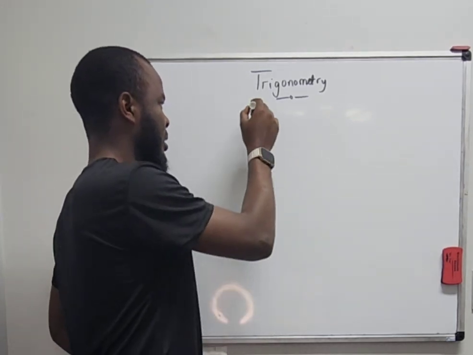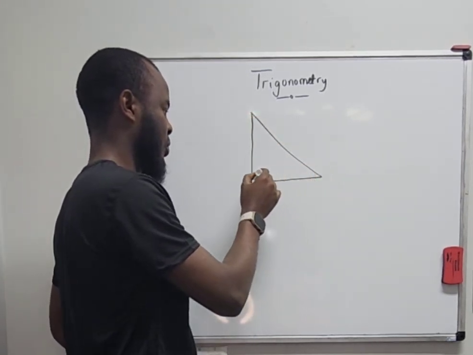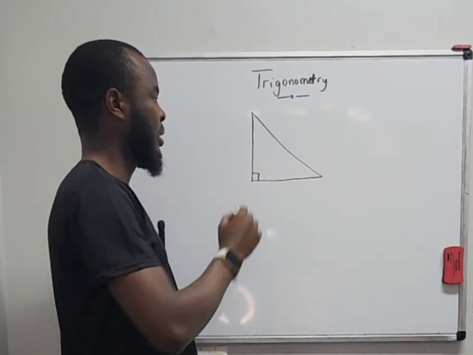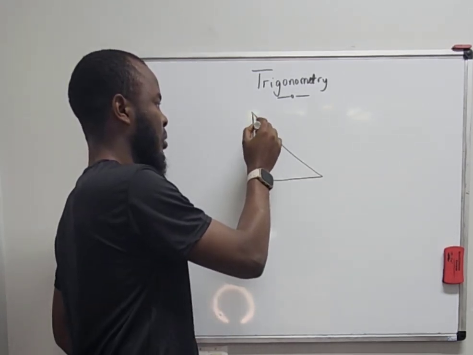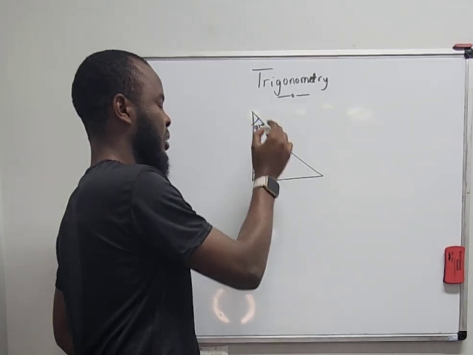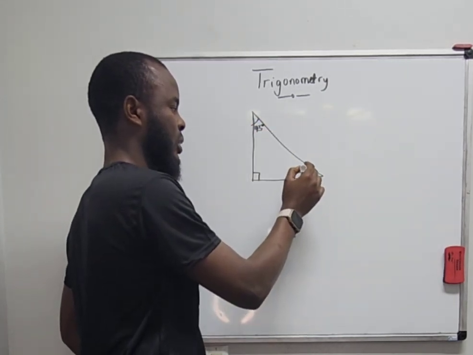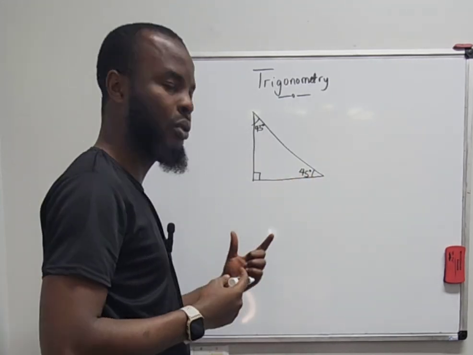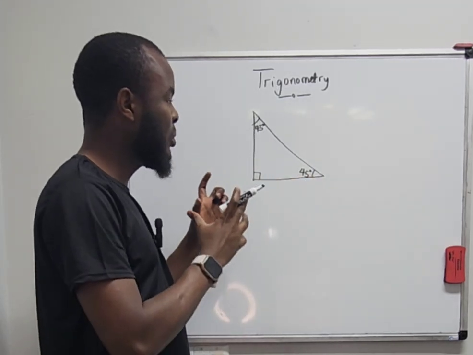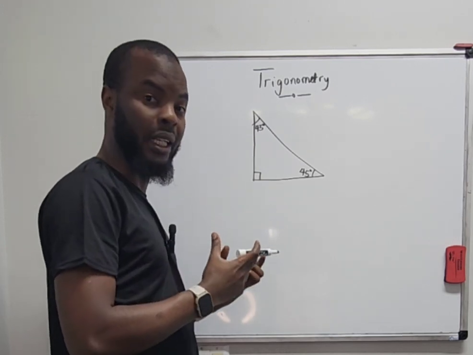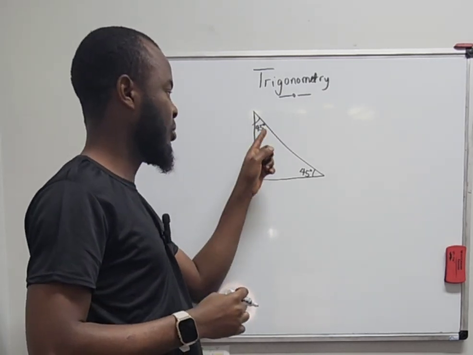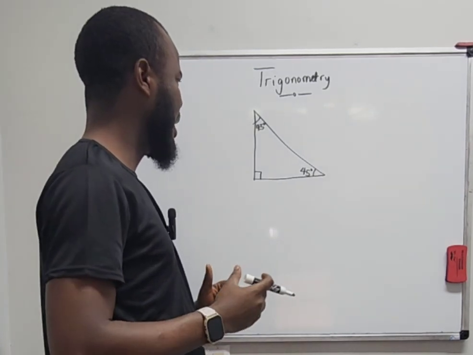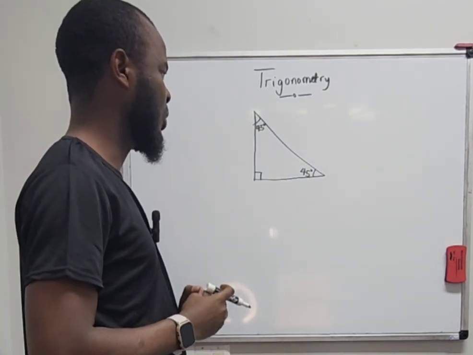Now, let's consider this right angle triangle. This is angle 90, and here we have this to be angle 45 degree, and this also to be 45 degree. Remember the rule of a triangle that says that the sum of angle in a triangle should be equal to 180 degree. And if we add this up, 45 plus 45 plus 90 is going to give you 180 degree. Good. Then how can we get the trigonometric ratio for this?